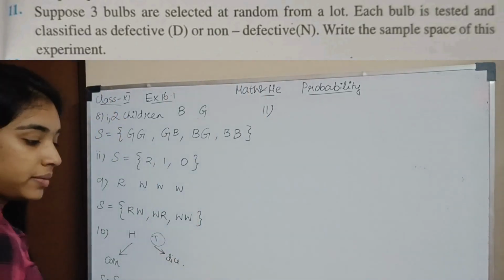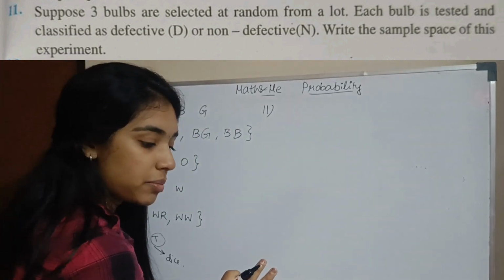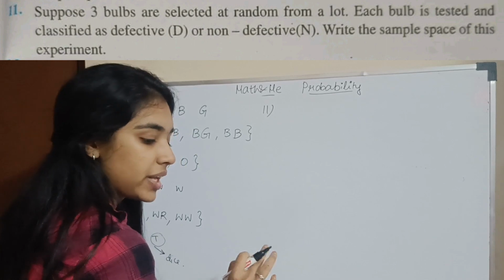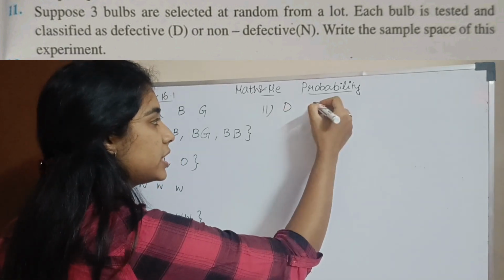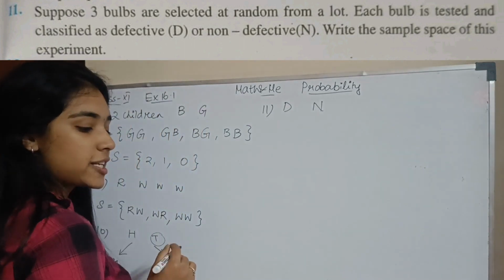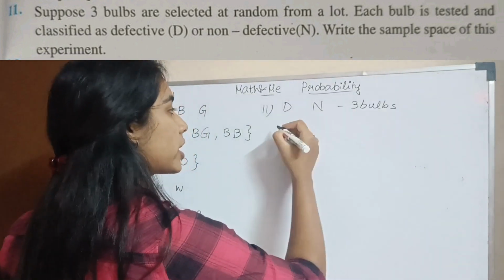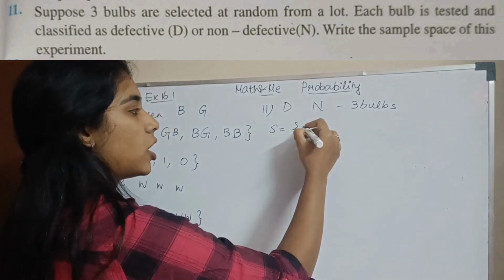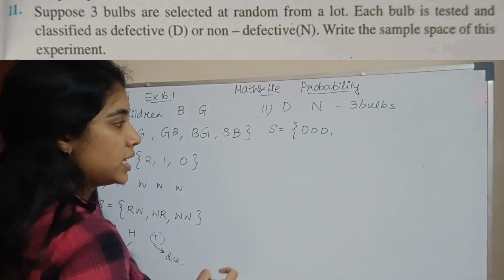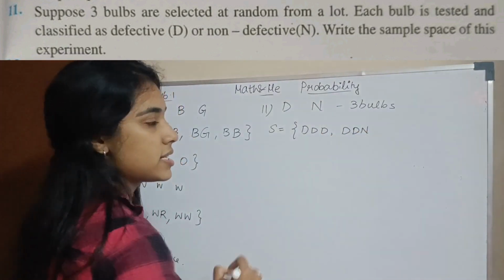Question number 11. Suppose 3 bulbs are selected at random from a lot. Each bulb is tested and classified as defective or not defective. D is given for defective, N for not defective. Write the sample space of the experiment. You have 3 bulbs. So what will be your sample space? All 3 are defective. Then you have 2 defective and 1 non-defective.